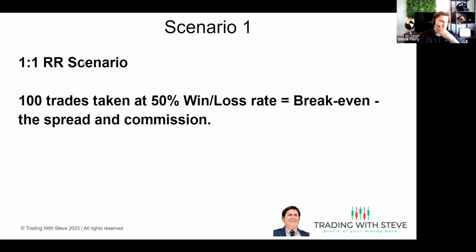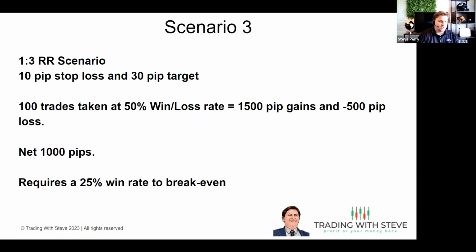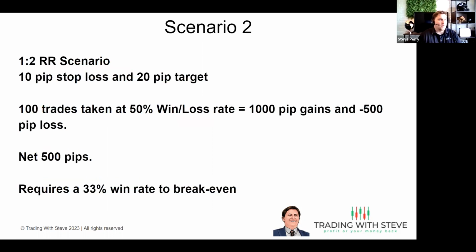Okay, so with this scenario here, it's pretty simple. If you take 100 trades and you win 50% of the time at a 1-to-1, a 1-to-1 could be like a 10 pip stop loss, 10 pip target, or a 50 pip stop loss and a 50 pip take profit. That's 1-to-1. And if you win half of those trades, you're at break even. So you're just kind of spinning your wheels, and really you're kind of backwards because you spent all this time taking those trades and you spent money on spread and commissions. So in reality, that's actually a losing strategy just to break even, right? You need to do better than that. We need to do better than that, right? So let's move on to this next scenario. Scenario 2 is a little bit better, right?